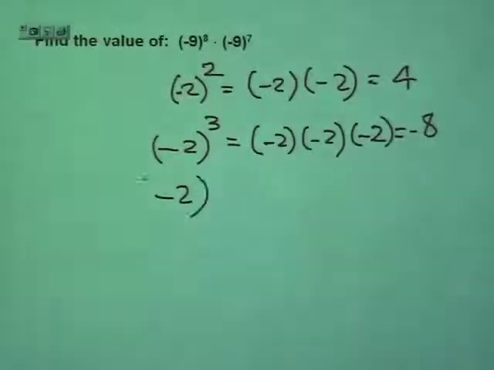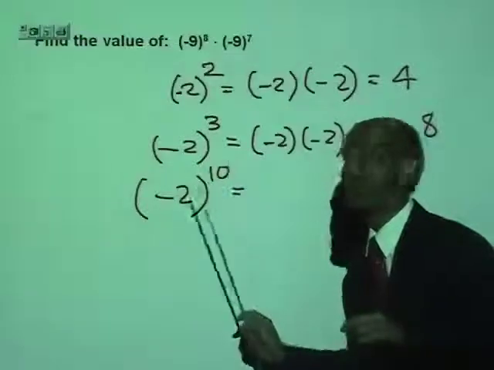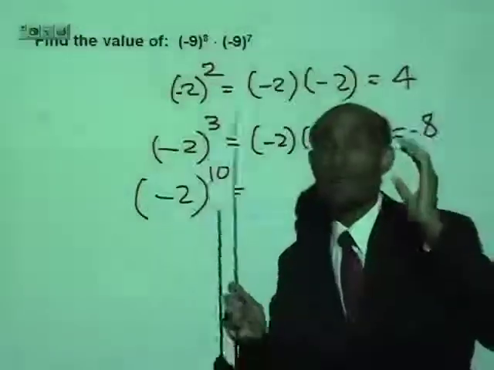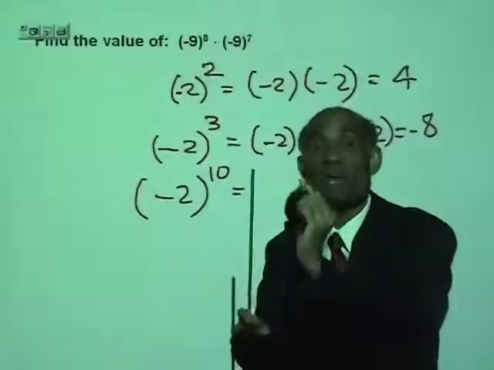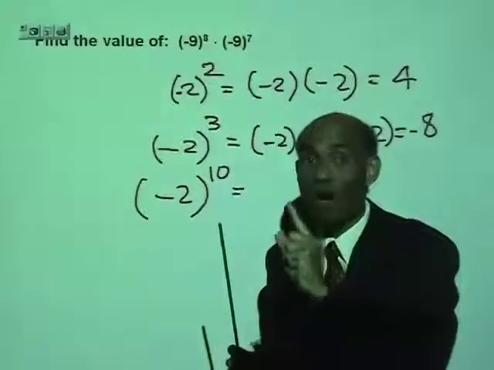negative 2 raised to the power of 10. Now tell me, is this going to be positive or negative? You are raising the negative 2 to a power 10. That means you are multiplying negative 2 by itself 10 times. The result will become positive.